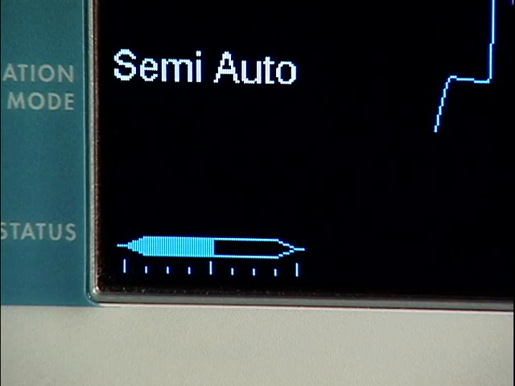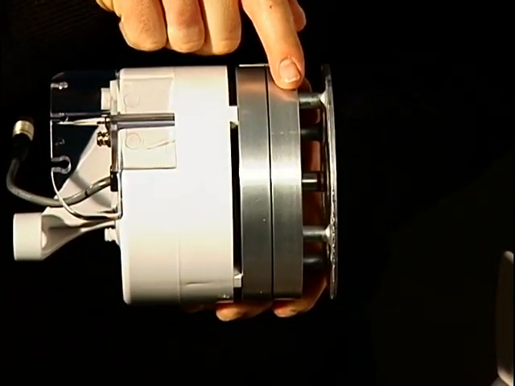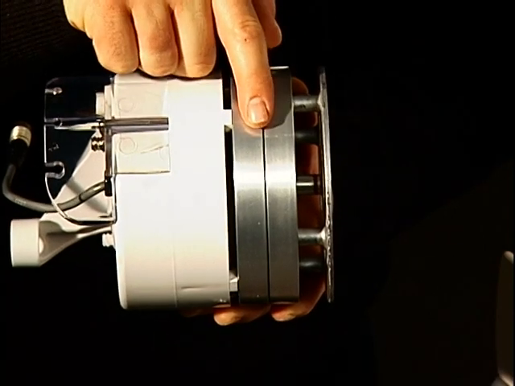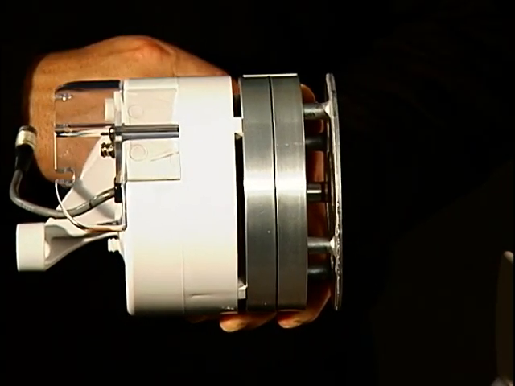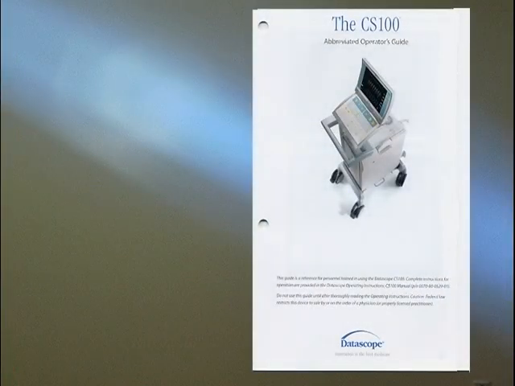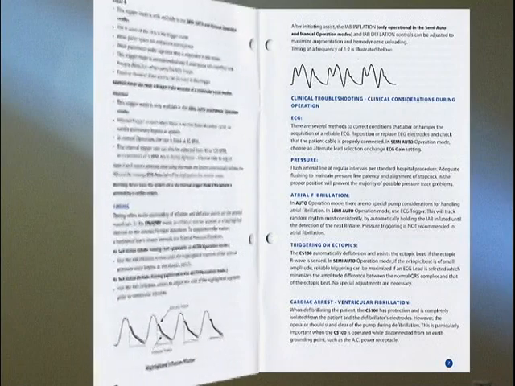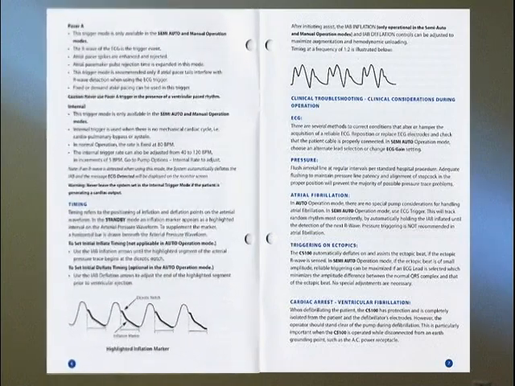When the CS100 is not in use, the only maintenance required is regular checking of the safety disc. This procedure is described in the operating instructions shown here. This program has reviewed the initiation and operation of the Datascope CS100 as outlined in the abbreviated operator's guide. Anyone operating the unit should be fully familiar with the procedures described in the abbreviated guide and the operating instructions.